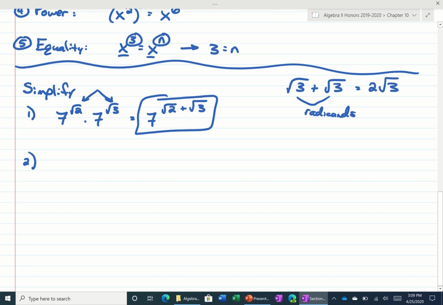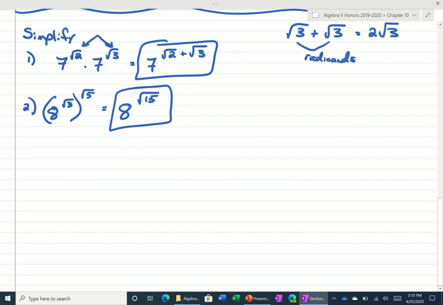What about if I gave you 8 to the root 3rd power to the root 5 power? Power to a power you multiply. When you multiply radicals, you multiply the inside numbers, you multiply the outside numbers. So 8 root 15 would be the answer. All right, so now let's solve some equations.